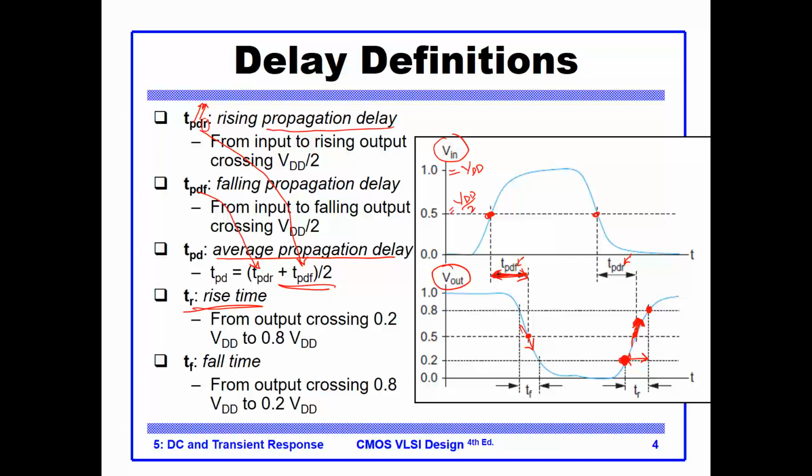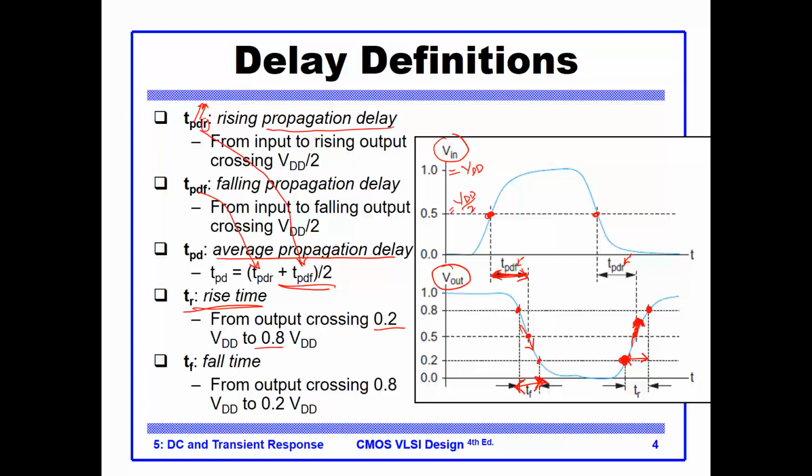Your textbook here uses from 20% to 80%. Similarly, when the output crosses the mark of 80 percentile to 20 percentile, that difference in time is the fall time. Okay, this is the fall time. Now, typically signals have some kind of range for normal rise and fall time. If they become too quick in rising or falling, or too slow in rising and falling, that might be an indication there are problems in your circuit.